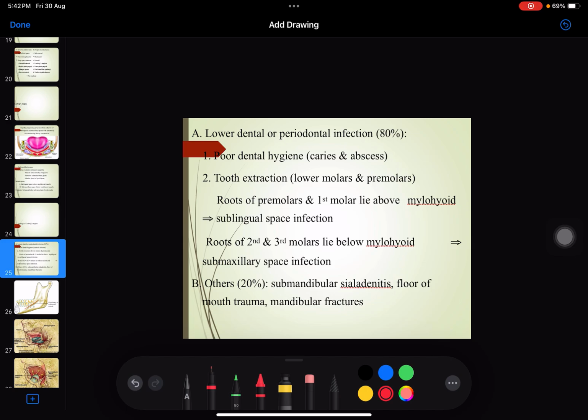I have already discussed the etiology of Ludwig's angina, that it's basically because of poor dental hygiene. Of course, I already talked about second premolar, first molar and second molar infection, tooth extraction, as well as submaxillary space infection and submandibular glandular infection. Okay, remember one thing, glandular infection can actually present as Ludwig's angina, but Ludwig's angina will not actually involve the sublingual and the submandibular gland.